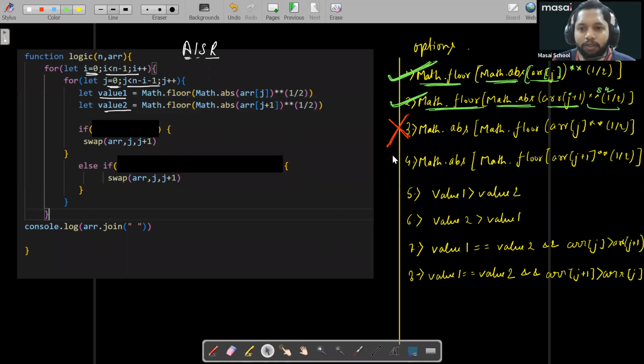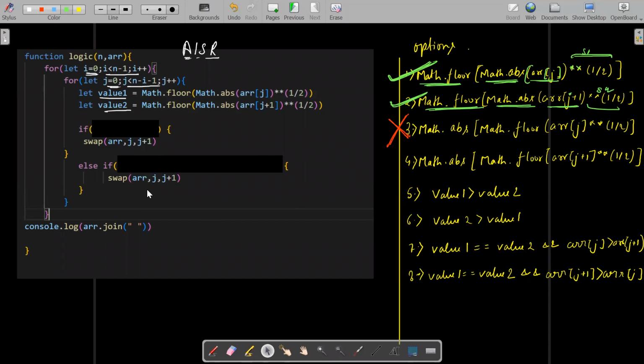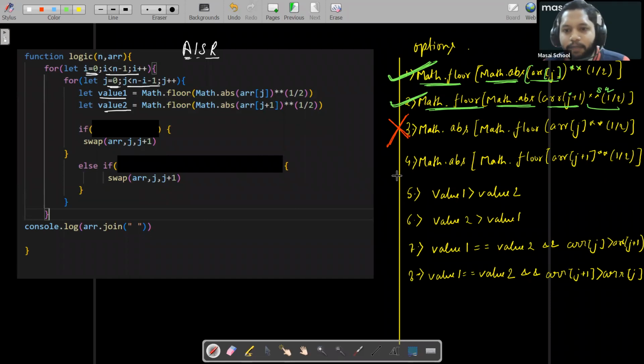Now, Ritik, I am simply going through this with you. What is the if condition? When do we need to swap? Sir, when value 1 will be greater than value 2. Great, Ritik. When value 1 is greater than value 2, then we need to swap it. Yes, sir. Okay, so I am simply deleting this.